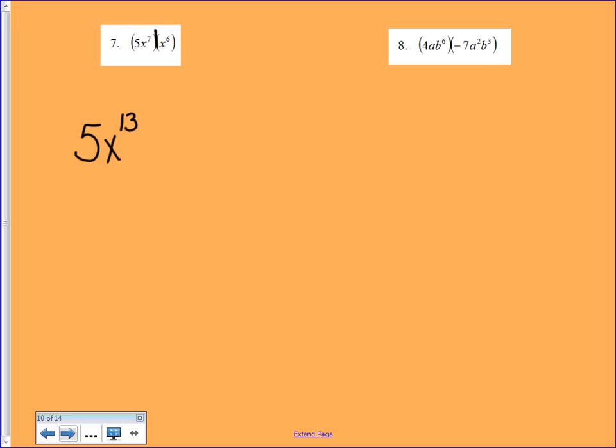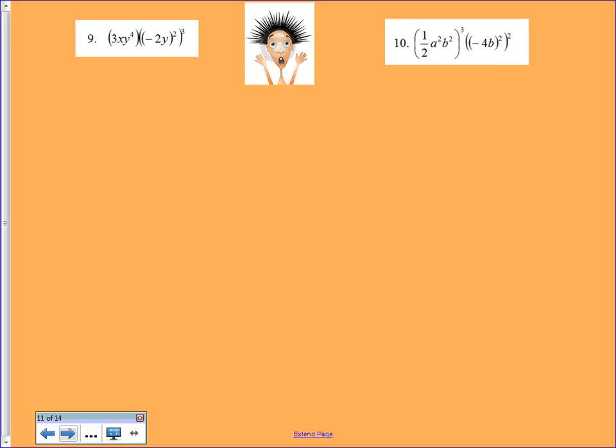And we're going to move on to number 9. Now, number 9 looks like it's going to be a little ridiculous, but we're just going to take it one step at a time, and we're not going to stress ourselves out too much. So the first thing I'm going to deal with is simplifying that portion right there. So I'm going to leave 3xy to the 4th the same. Okay, then I'm going to simplify.